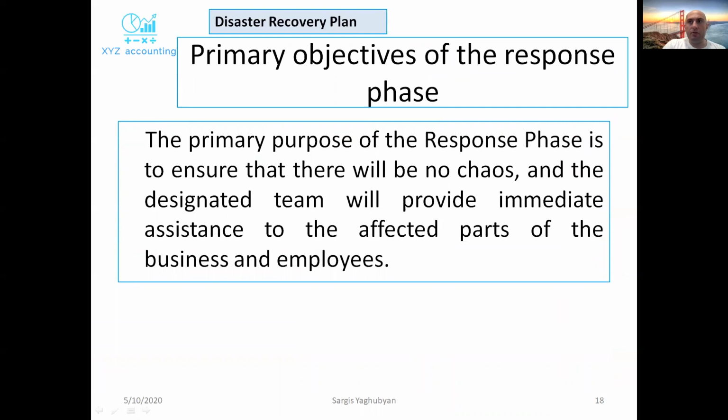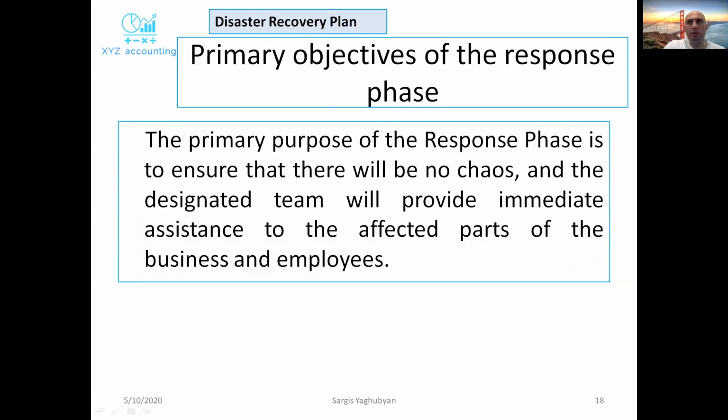The primary objective during the response phase is to ensure that there will be no chaos, and the designated team will provide immediate assistance to the affected parts of the business and employees. The response phase will include guiding the employees, establishing a temporary office location, ensuring that backups are available for deployment, and ensuring the typical business lifecycle will not be affected.